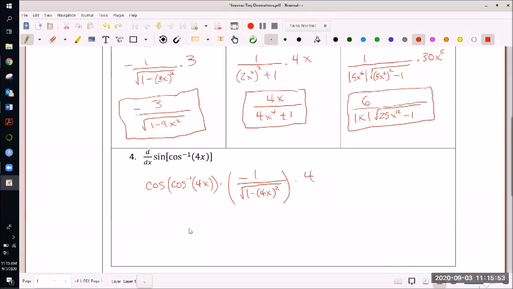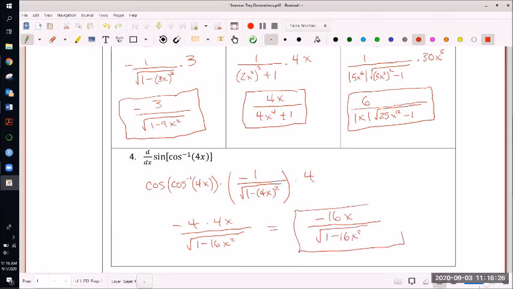Okay, so we can rearrange, put that together a little more nicely. Here's a trick you can use. The cosine of the inverse cosine of 4x just gives me 4x, right? Because these will cancel each other out. And then I will have in the denominator 1 minus 16x squared, and I can simplify that a little bit more and make that negative 16x over the square root of 1 minus 16x squared. And that's my final answer.